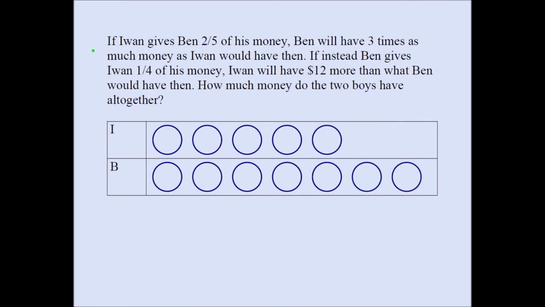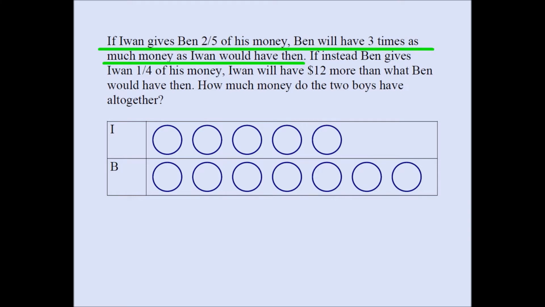So we're going to use the first sentence to decide how much money the two boys had originally. Of course, we won't be able to know the amounts right away, but we're going to use these. We're going to use circles to represent the two amounts the boys had originally. If Ivan gives Ben 2/5 of his money, Ben will have 3 times as much money as Ivan would have then.